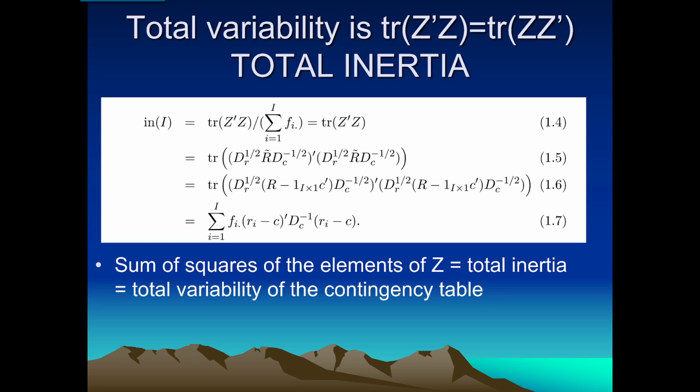So the sum of the squares of the elements of Z is again the total inertia. Incredible, eh? So you pass from the original matrix to a matrix Z, and then you take the sum of the squares of all the elements of Z, and this is the total inertia, the total variability of the contingency table. Isn't it incredible? This is exactly our matrix Z for the multivariate analysis case.